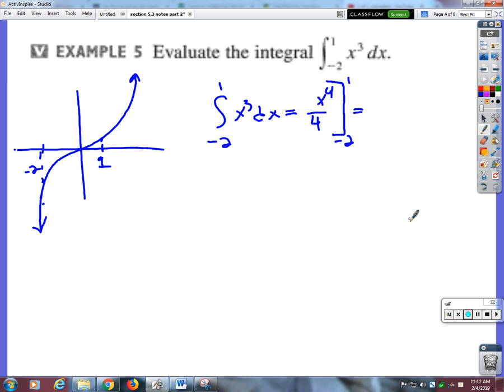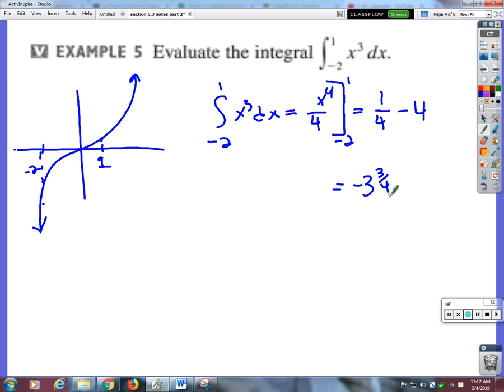What do I get when I plug in 1 to x to the 4th over 4? 1/4 minus, then I'm going to plug in the bottom number. -2 to the 4th is 16, but then 16 divided by 4 is 4. So the answer is -3 and 3/4. Okay? Yeah, very cool. That's the answer. That's the exact answer to the area in between the curve.